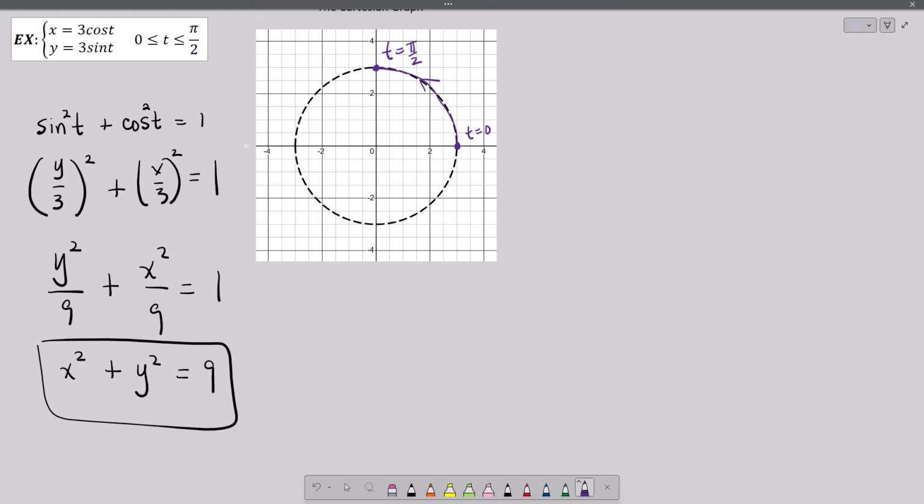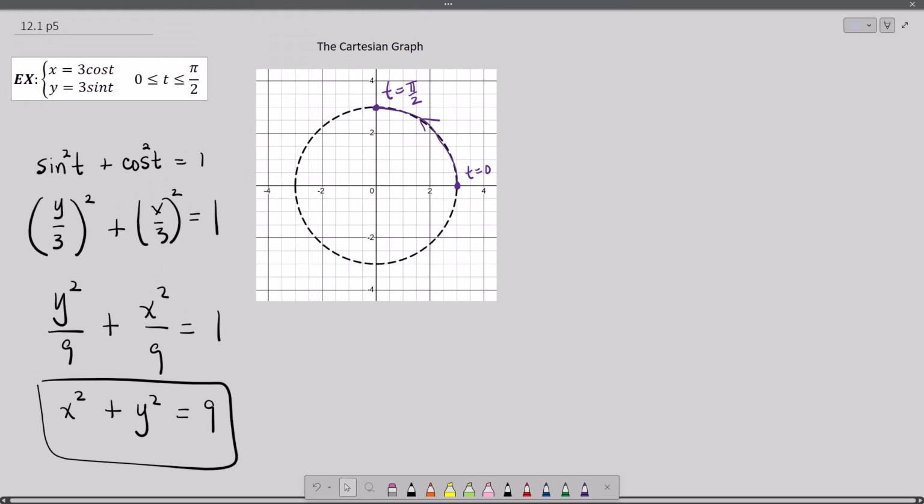Yeah, so super easy. Just think about when you're eliminating the t, you want to isolate sine by dividing, isolate cosine by dividing, and then doing a direct substitution.